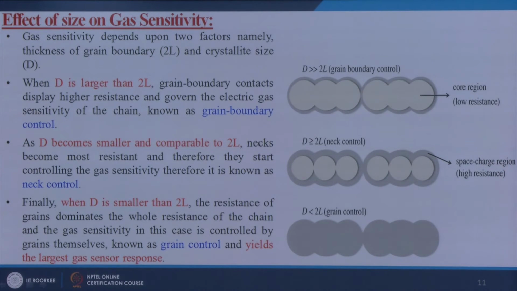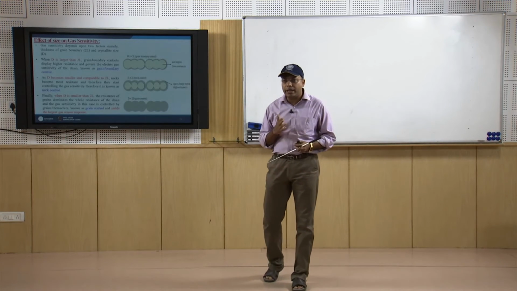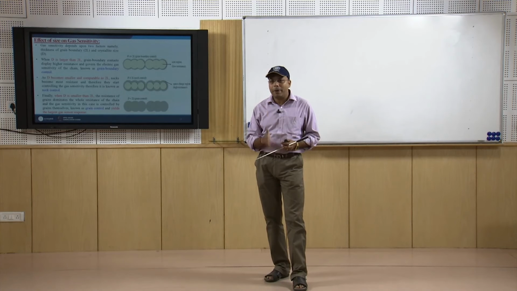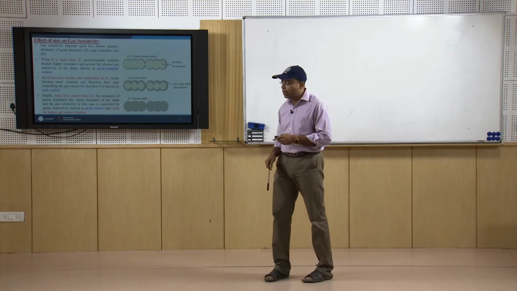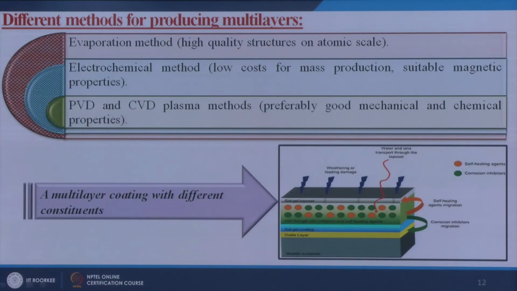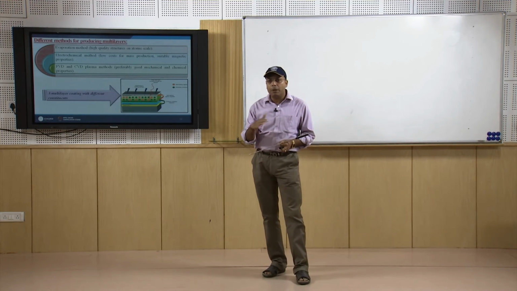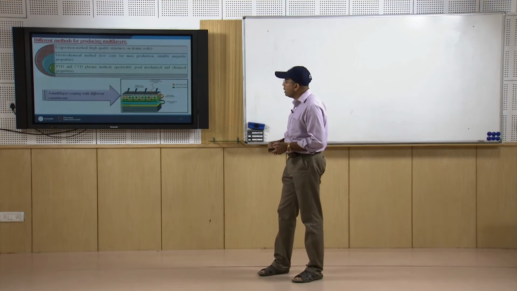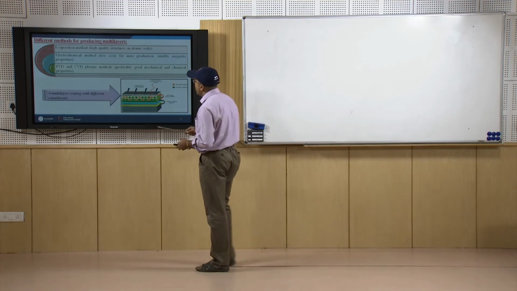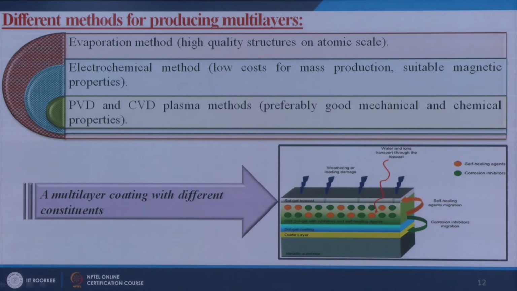So, the thing is that slowly we are trying to decrease the shape and size of that particular nanoparticles, so that we can get the better results in terms of gas sensing properties. Then there are several methods for producing the multilayers. Till now we were discussing coating materials where we use only a single layer, or the monolayer, onto the substrate itself. But when we are talking about the multilayers: evaporation methods give high quality structures on atomic scale, electrochemical method is low cost for mass production, suitable magnetic properties, and PVD and CVD plasma methods are preferred for good mechanical and chemical properties.